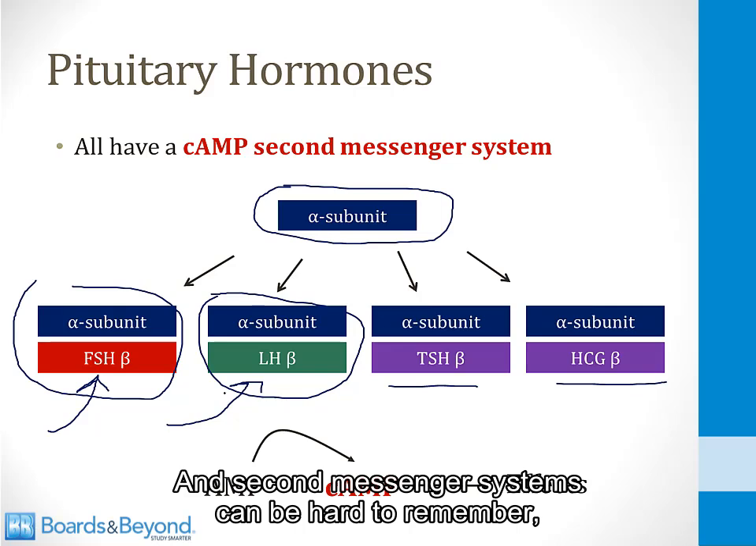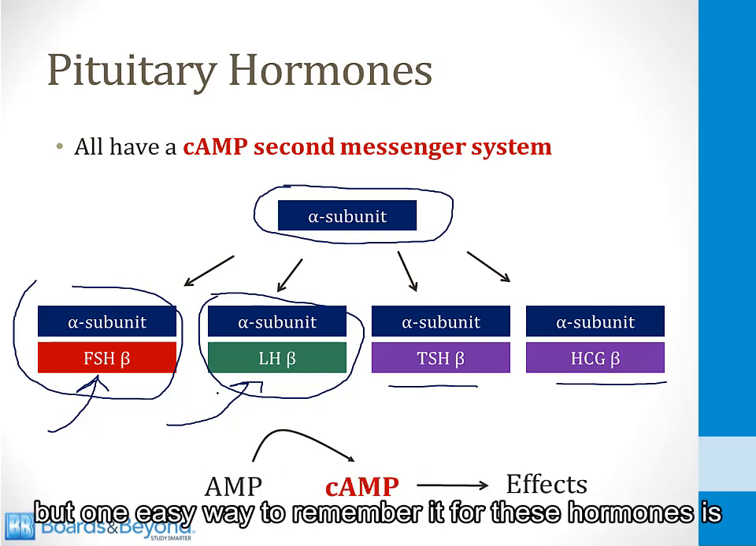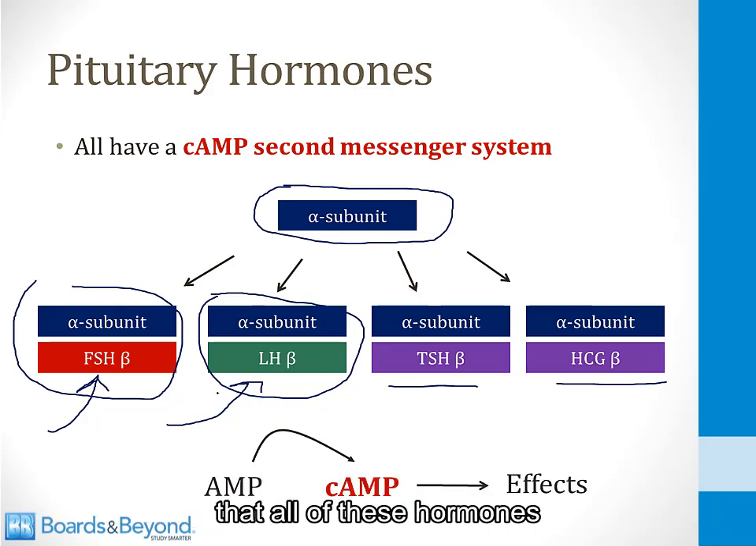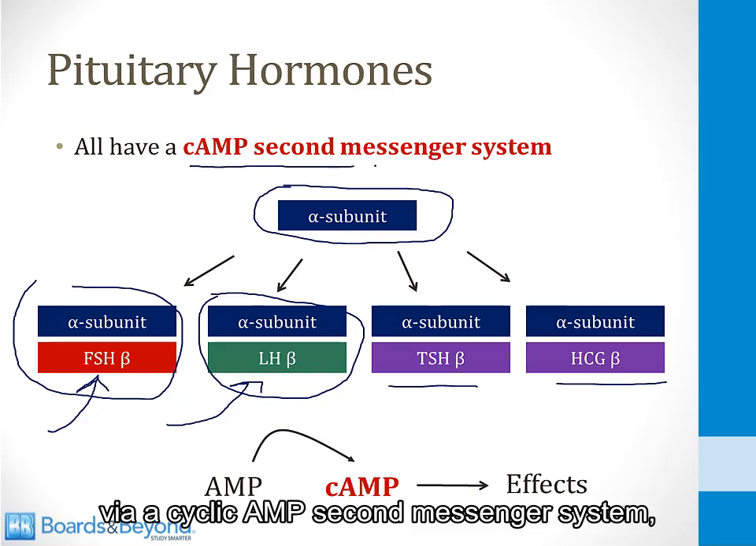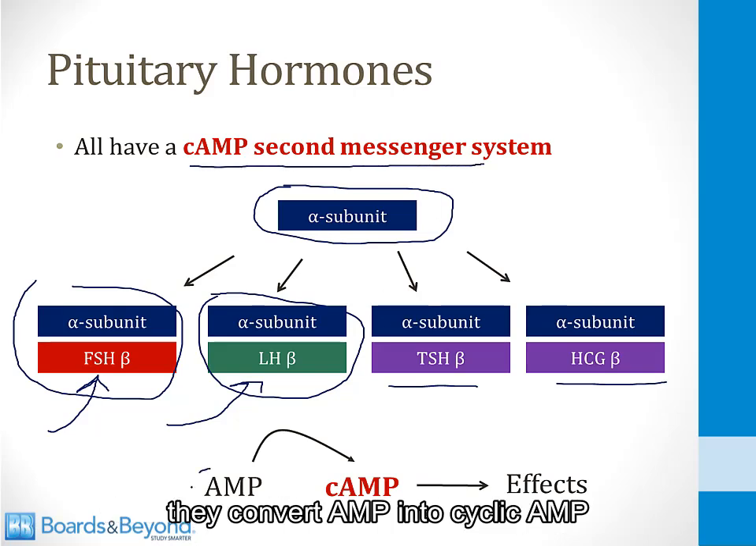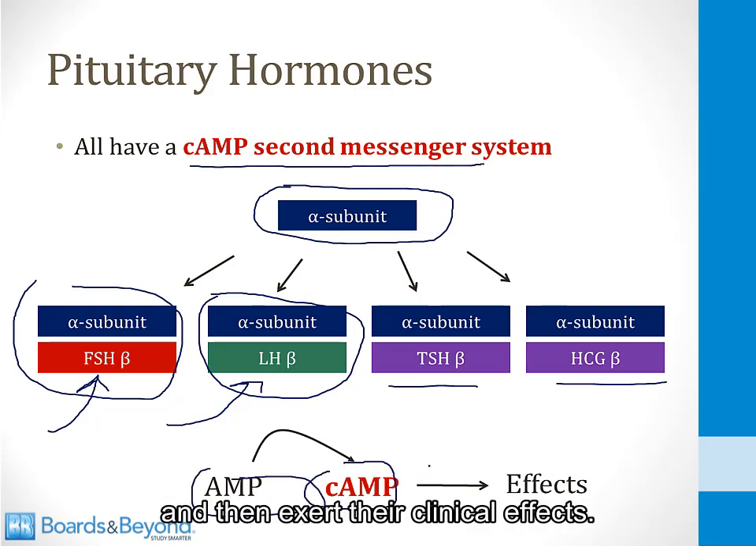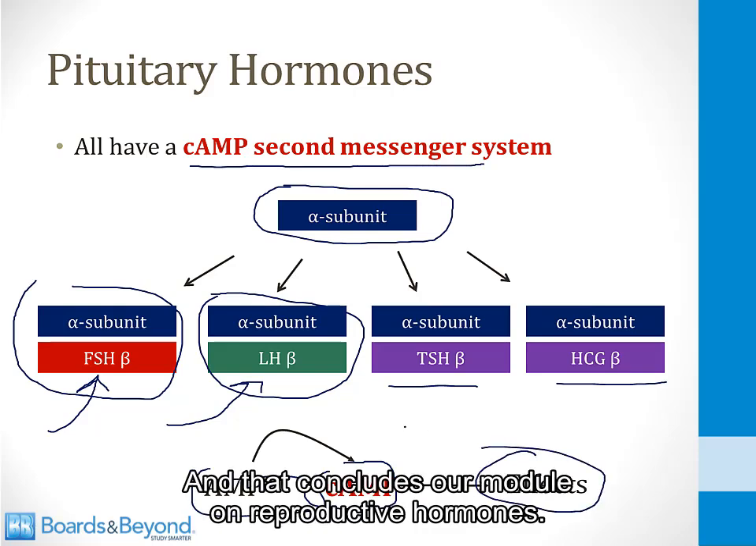Second messenger systems can be hard to remember, but one easy way to remember it for these hormones is that all of these hormones, when they reach their target sites, exert their effects via a cyclic AMP second messenger system. They convert ATP into cyclic AMP and then exert their clinical effects. And that concludes our module on reproductive hormones.